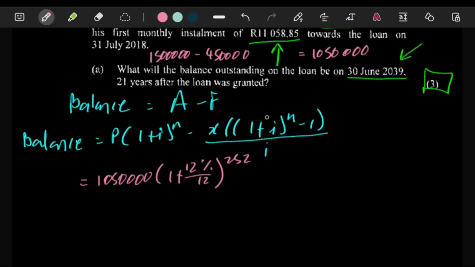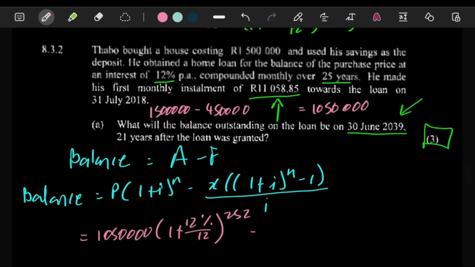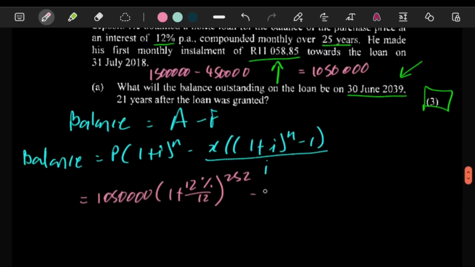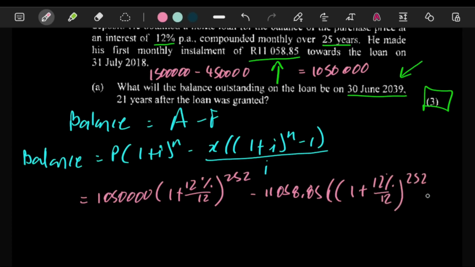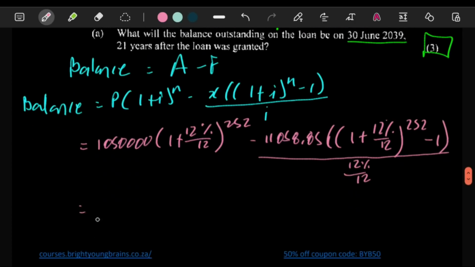And then x is your installment, right? Your installment is 11,058.85. And then what is interest? Interest is 12% per annum compounded monthly. And then there's 252 minus 1. Let's put the whole thing over 12% over 12.